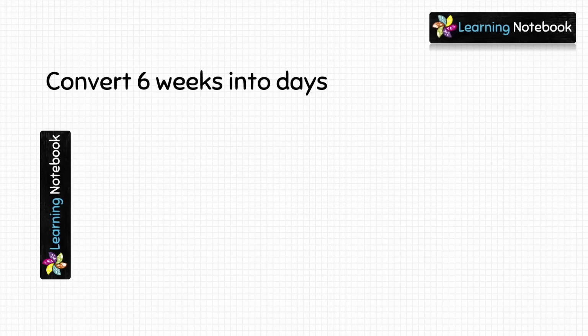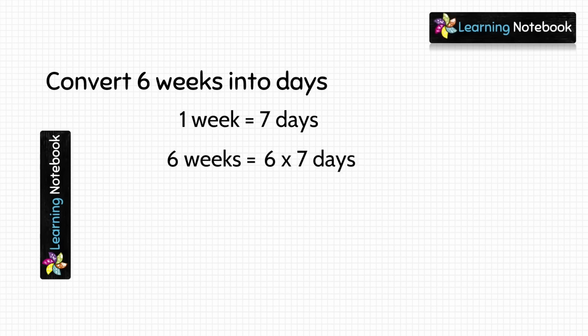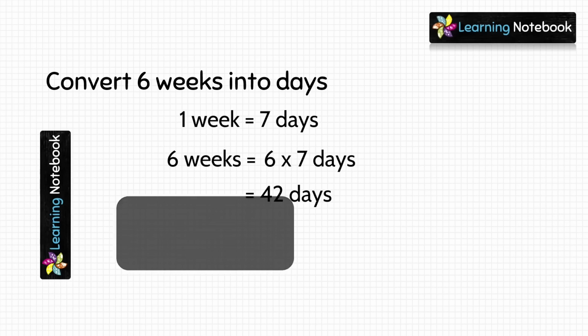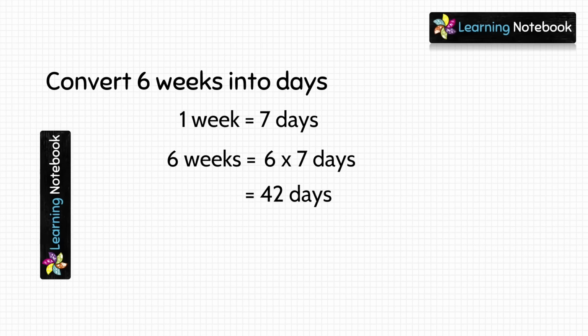Now let's do conversion of time units. Question is, convert 6 weeks into days. Students, we know 1 week equals 7 days. So 6 weeks would be equal to 6 into 7 days. 6 into 7 equals 42. So it means 6 weeks equals 42 days. So this is how we convert weeks into days.